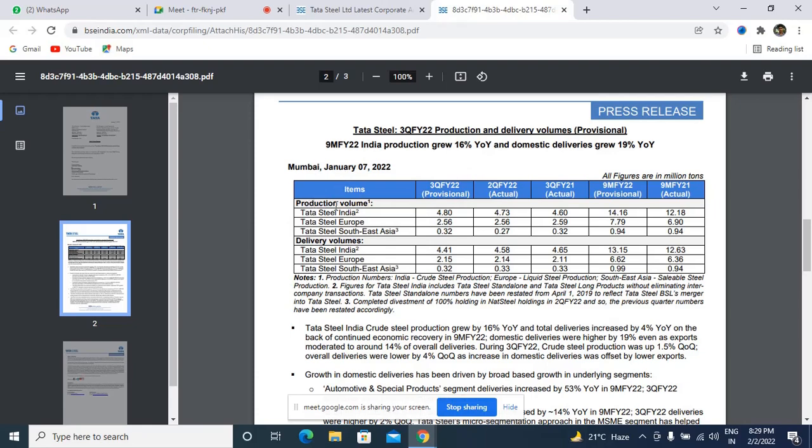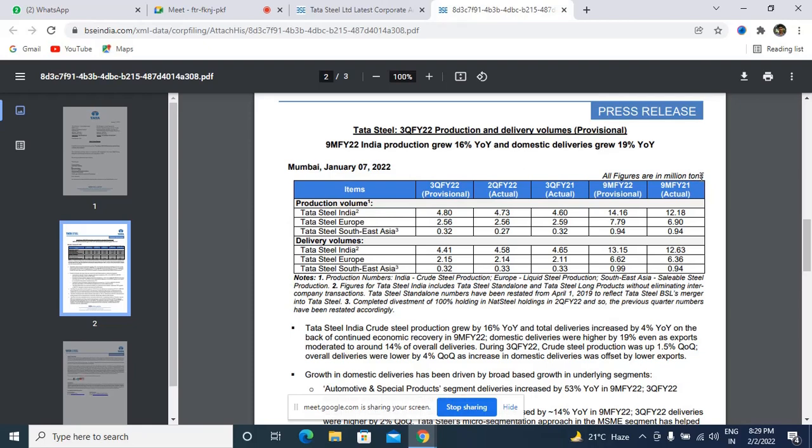It is production volume, right? You can see it is third quarter of FY22 provisional data, second quarter of FY22 actual data. Can you see the difference? It's provisional and it is actual data, right? And this is for third quarter of FY21 actual data, and this is 9-month ended FY22 provisional data and 9-month ended FY21 actual data, and all figures are in million tons.